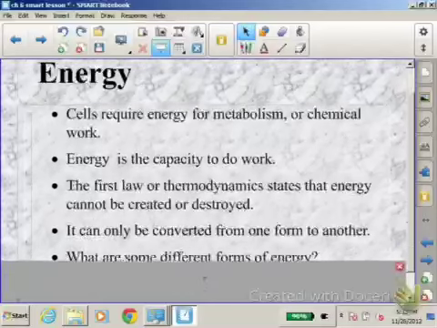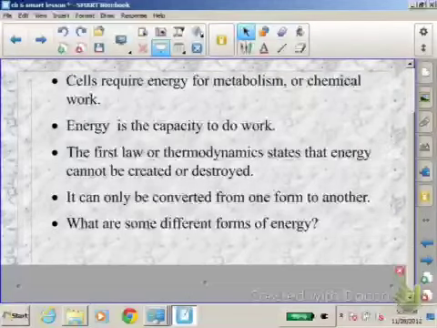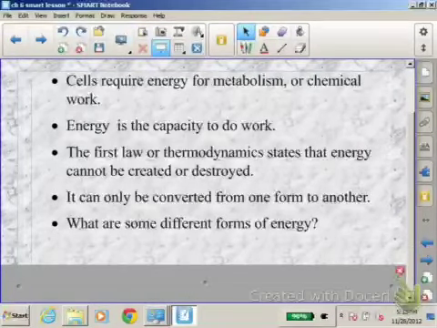What are some different forms of energy that you talked about in other classes that you've had? Remember that energy of motion is like kinetic energy. Stored energy is potential energy, and that can be in the form of chemical bonds. We also talked about how there's thermal energy, which is the energy of heat, mechanical energy, which is the energy of movement. So there are lots of different forms of energy, and we never lose energy. We only change from one form to another.